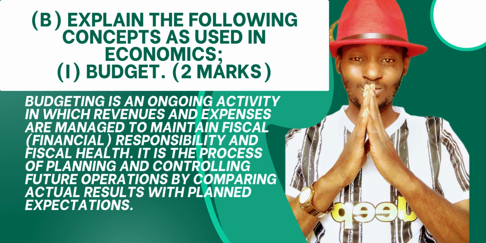Explain the following concepts as used in economics. I. Budget, 2 marks. Budgeting is an ongoing activity in which revenues and expenses are managed to maintain fiscal, financial responsibility, and fiscal health. It is the process of planning and controlling future operations by comparing actual results with planned expectations.